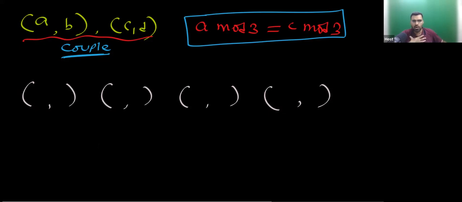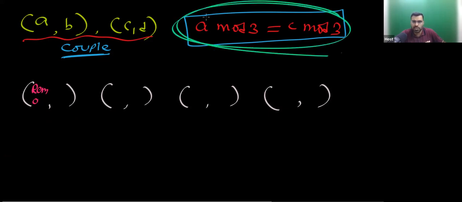How can I say this with guarantee? The reason is simple. See, if I give you this ordered pair, let me assume that this number gives you remainder 0 when you divide by 3. Let's try to make sure that this condition is not satisfied.